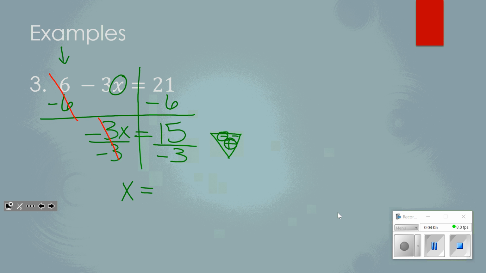A positive divided by a negative gives us a negative. So our answer is negative. And 15 divided by 3 is 5. So x equals negative 5.